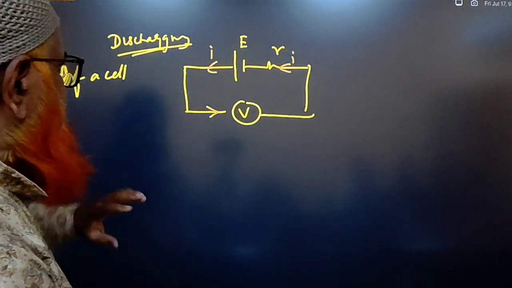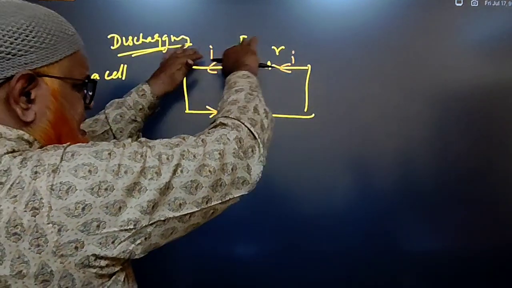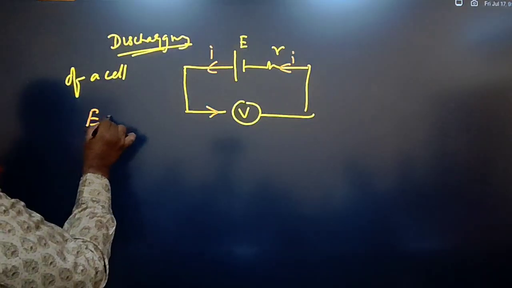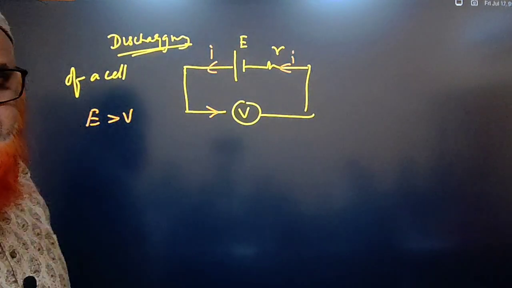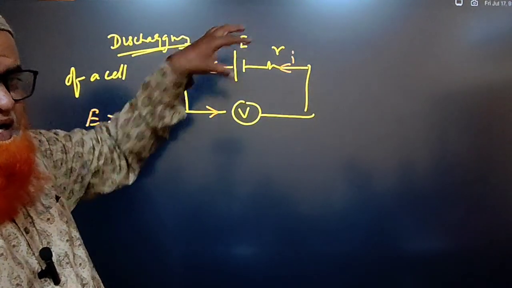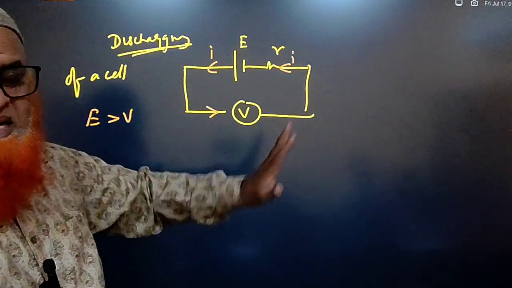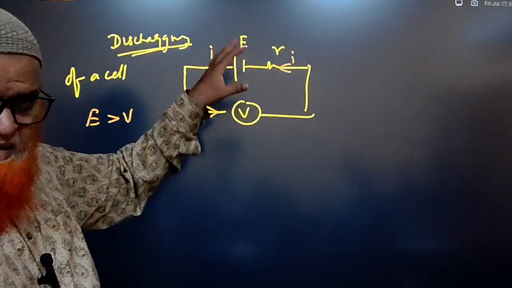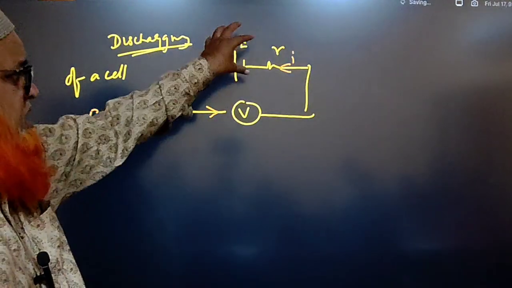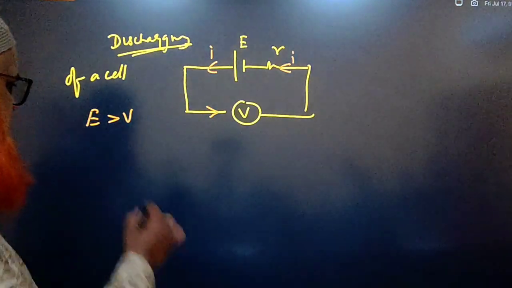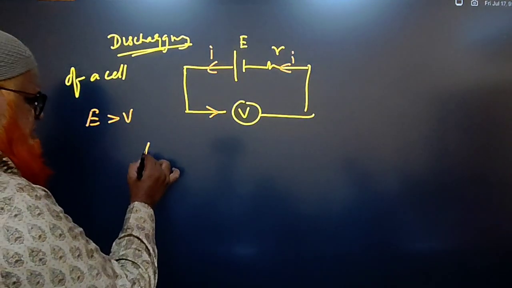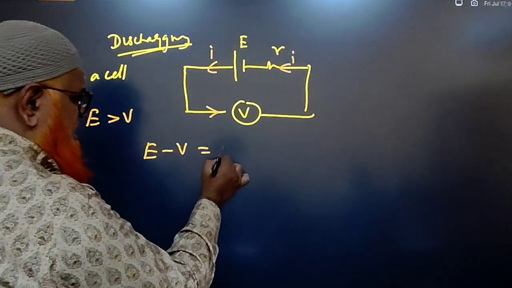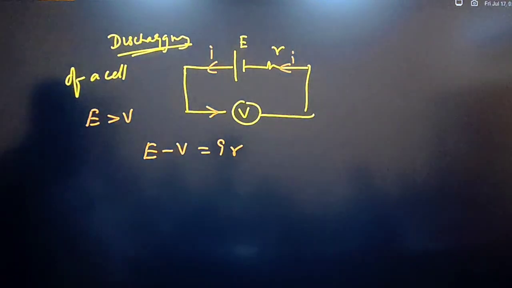Discharging means, what is the meaning here? From inside the cell, current is coming outside. That means in the case of discharging, E will be greater than V. When EMF is greater than external potential, it is called discharging. So E is larger than the potential difference, which means you have to consider E minus V. E is larger, that's why E minus V is equal to I into small r.